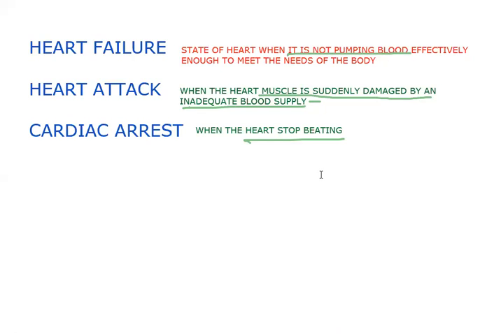Okay, so these are the disorders of the circulatory system. In the same way, we'll see the disorders of the excretory system, and then we'll close this session. Moving on to the disorders of the excretory system.